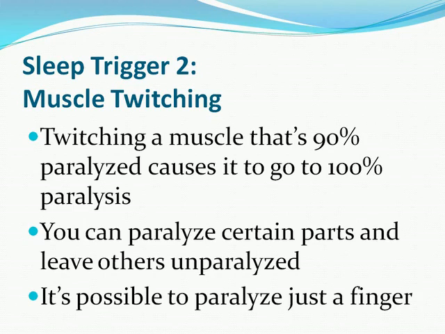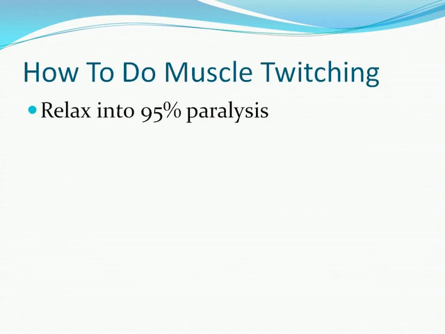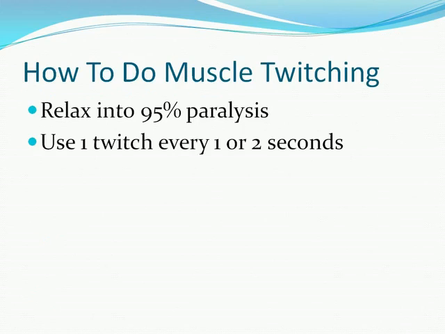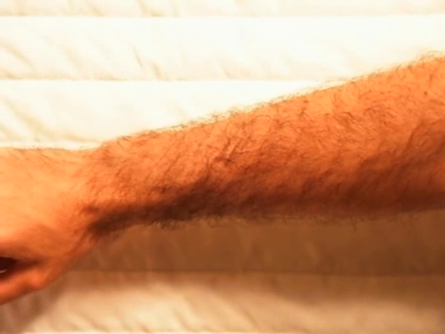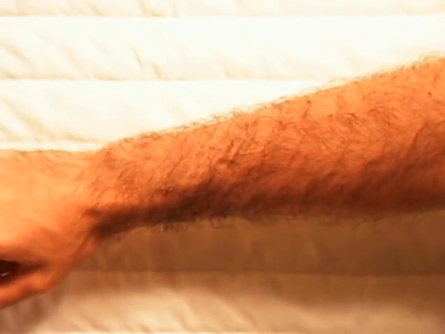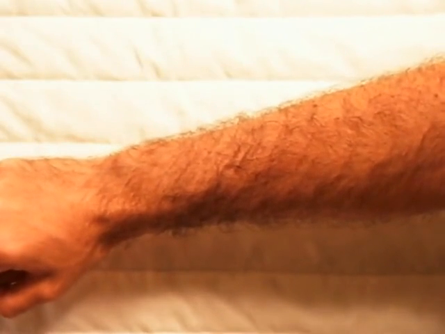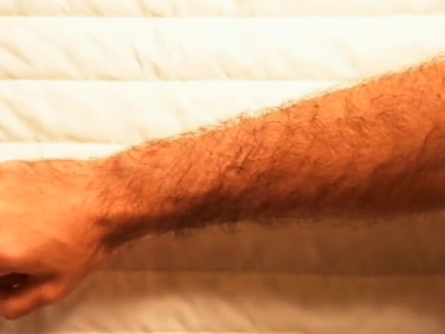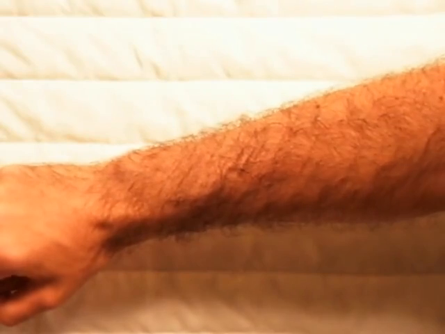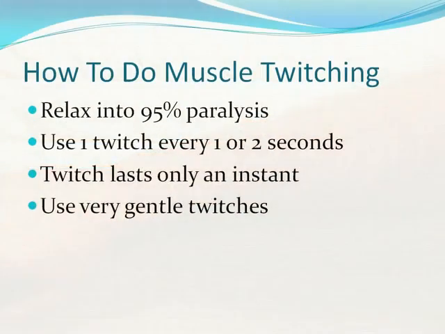To do this, twitch once every second or two when you're in about 95% paralysis. The twitch is very gentle and only lasts the smallest fraction of a second. If you twitch your forearm, the rest of your arm should not move at all. If you twitch too hard, you'll wreck the paralysis, so keep it very light.